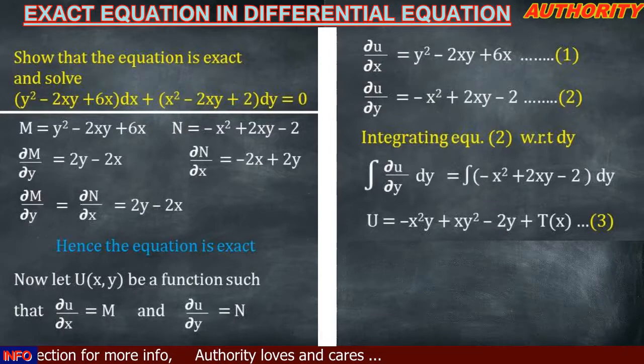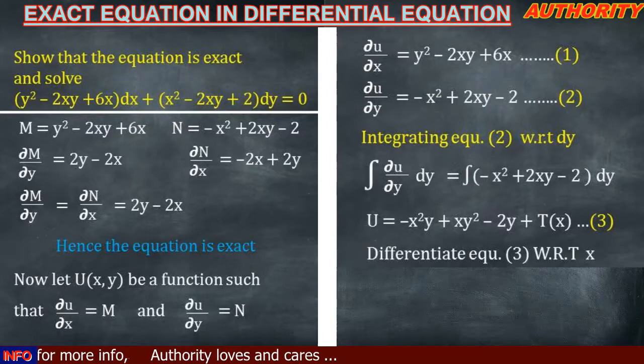Okay, that means we have solved for this equation, right? Good. Now let's go. We have the function u is equal to minus x squared y plus x y squared minus 2y plus t of x. Now, let's differentiate this function partially with respect to x. We have t of x and we are looking for t. So we differentiate this partially with respect to x.